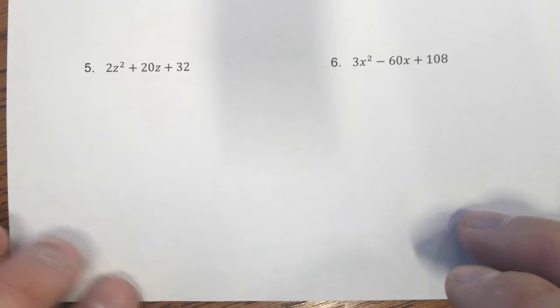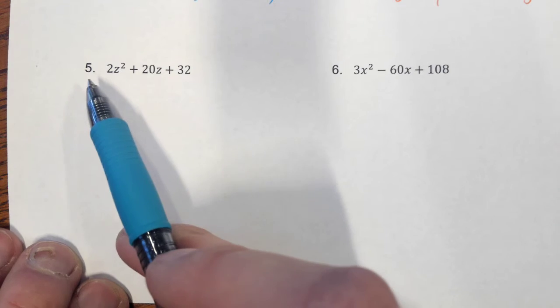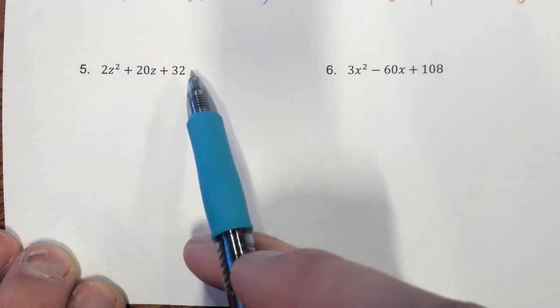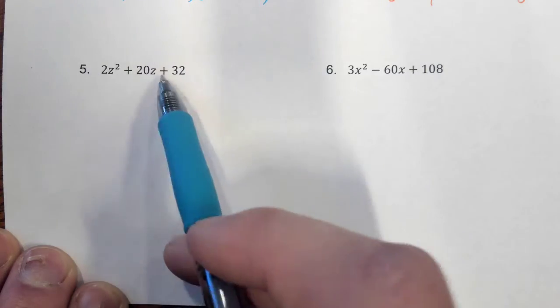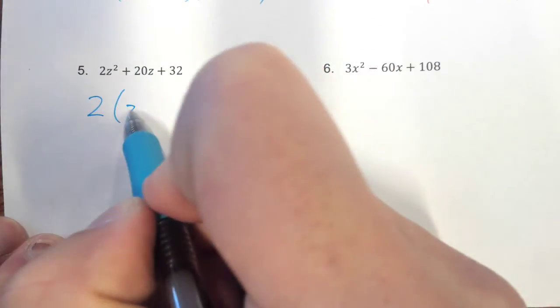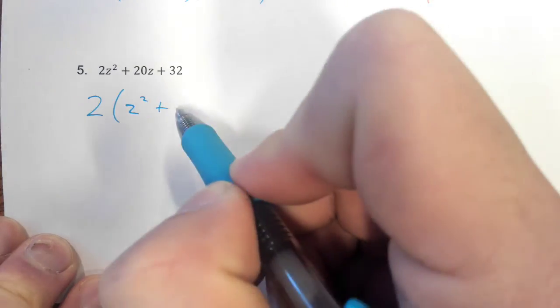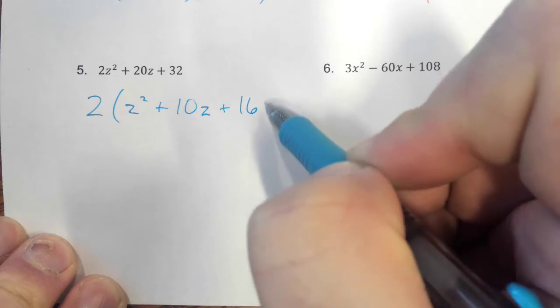And we'll move on to 5 and 6 at the bottom of the page. Look at that. What's in common? Is there anything in common? That's our first step. They're all divisible by 2. So we're going to divide by 2, leaving us with z squared plus 10z plus 16.